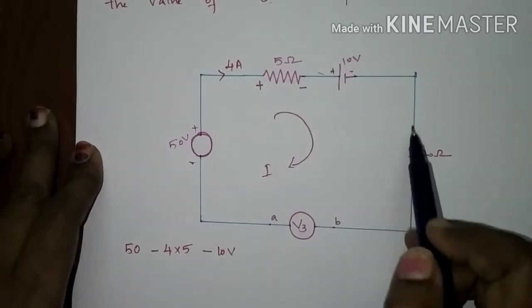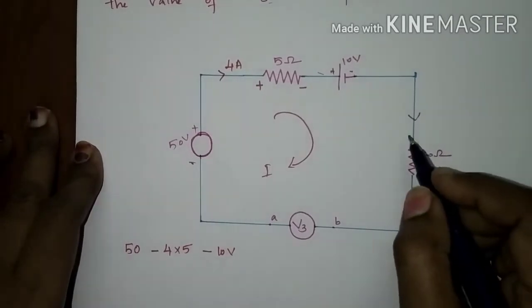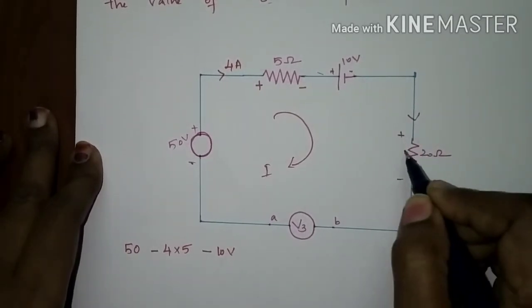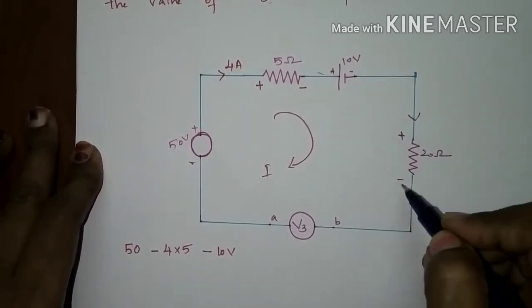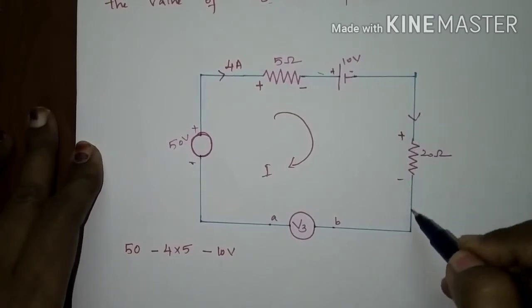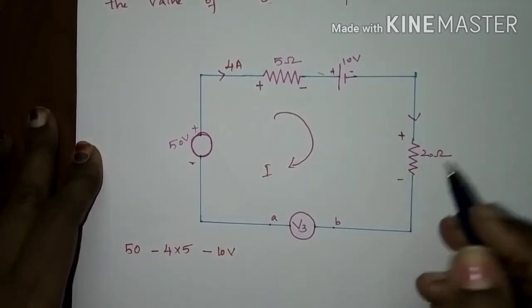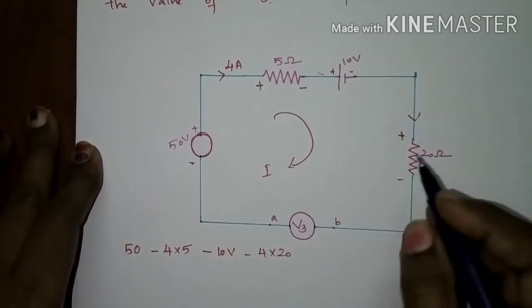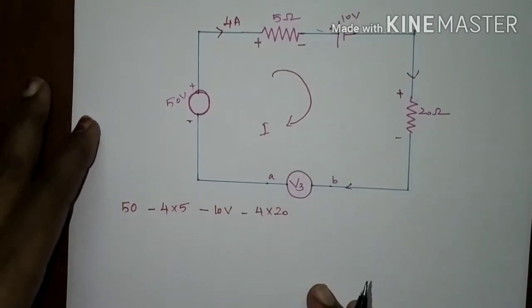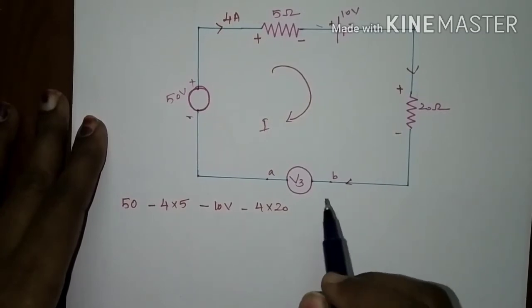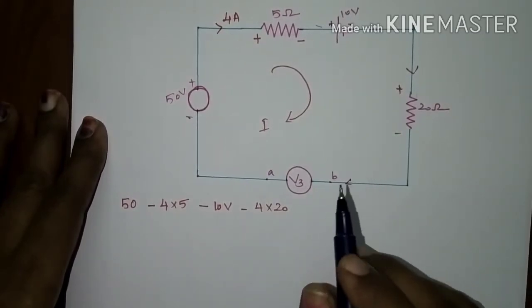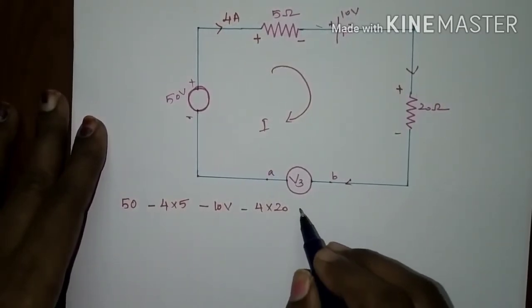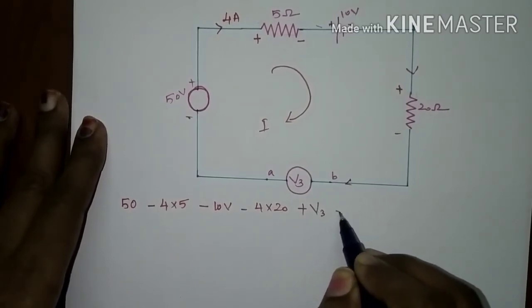And the current will flow to 20 ohms. All the passive elements represent a potential fall, the current entering the positive terminal and leaving the negative terminal. So there is a potential fall of minus 4 into 20. And here we don't know the drop, whether it is a potential fall or rise, but generally you assume it as a positive value. So positive V3 is equal to 0.